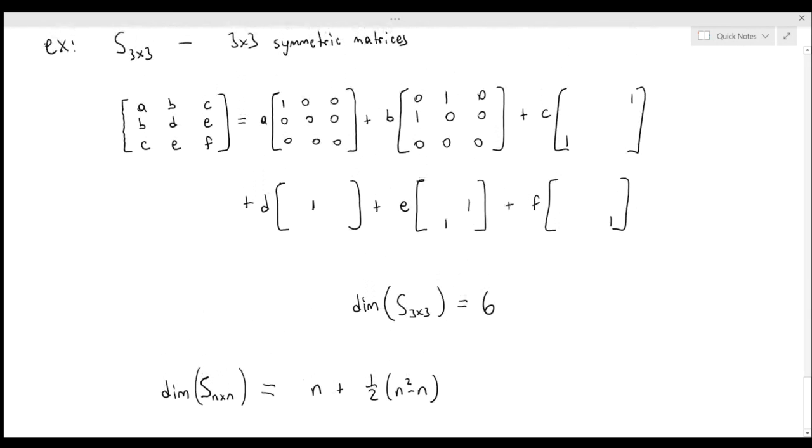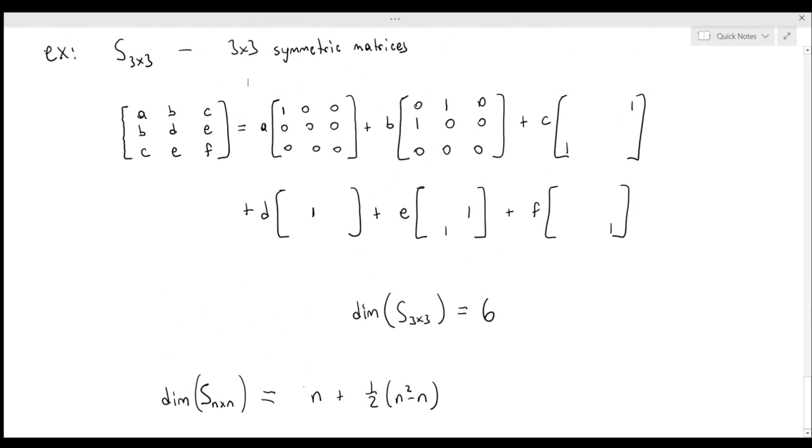All right, so any questions about that example? I'll do an example of polynomials next. Okay.